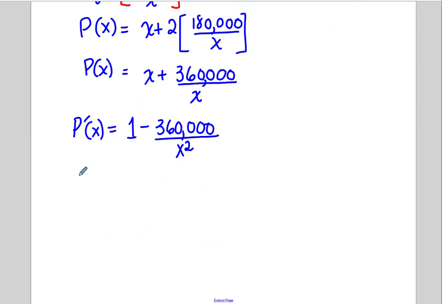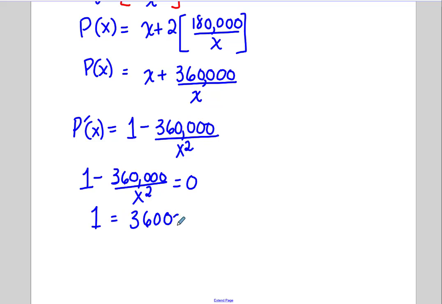So setting that equation equal to 0, we have 1 minus 360,000 over x squared equal to 0. And then 1 is equal to 360,000 divided by x squared. So we can multiply through by x squared and take the square root of both terms. And we have 2 answers, a positive answer and a negative answer.